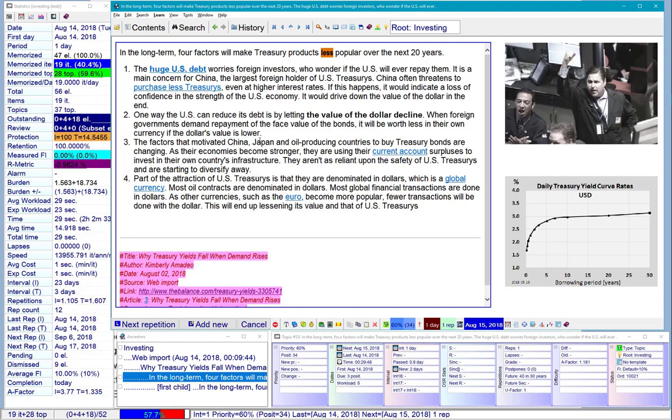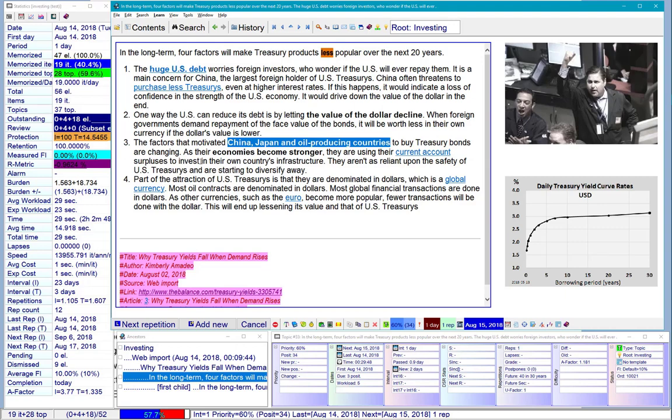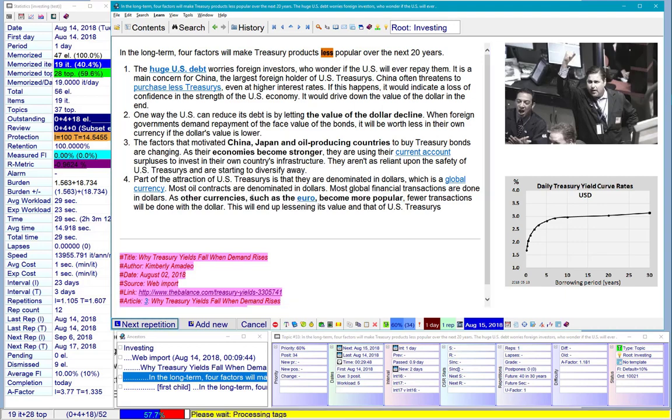The factors that motivate China, Japan, all participants to buy treasury bonds are changing. The economies become stronger. That would be the thing. Okay. So China, Japan, oil producing countries get stronger. Alright. Part of the attraction of US treasuries is that they are denominated in dollars, which is a global currency. Yes. As other currencies such as the euro become more popular, fewer transactions. That's the fourth factor.